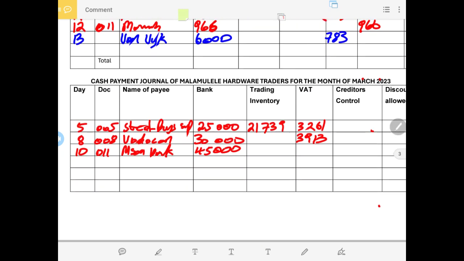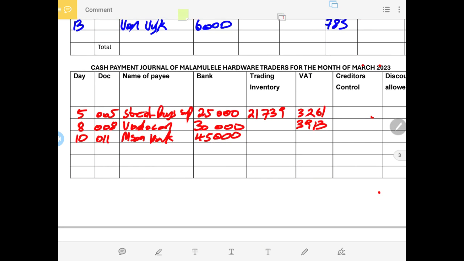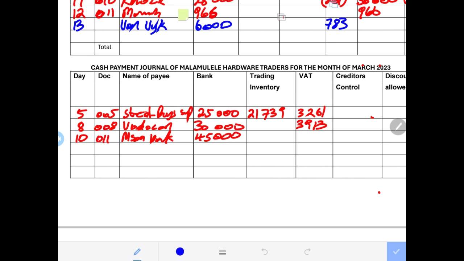Then we have our cash payment journal. This is day number 14 in our cash payment journal. We have 0112 as a receipt. This is cars. How much is the amount that we paid? We paid the entire 150K cash.